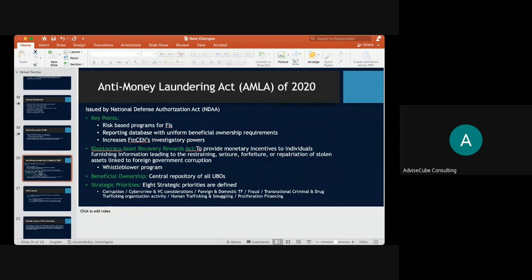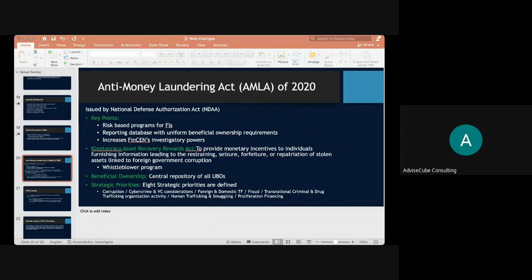Okay, so here they are talking about some other key points: a risk-based program for FIs, and reporting databases for the beneficial owners, the UBOs or ultimate beneficial owners, which is also a hot topic nowadays. I'm sure you have recently seen in the news a child who was the owner of multiple hundreds of companies. So there is lots of focus on the UBOs, on who the people behind these companies are. They are trying to have a centralized database for all the UBOs. Okay. And increased FinCEN investigation powers.